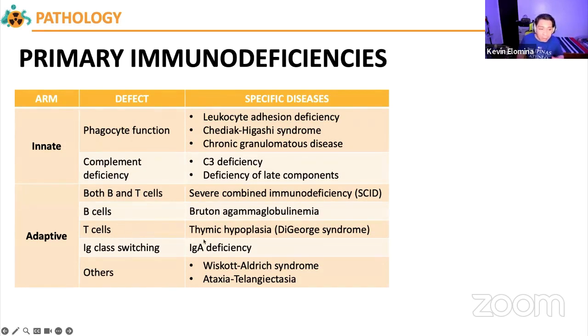Now, for T cells naman, your thymus does not develop and dun galing yung T cells. So you are susceptible to fungal, viral infections, and those hardy organisms, no? Like your TB, mga ganon. No? And if Ig class switching naman, your B cells become your plasma cells. If you have problems with Ig class switching, you can have isolated immunoglobulin deficiencies.